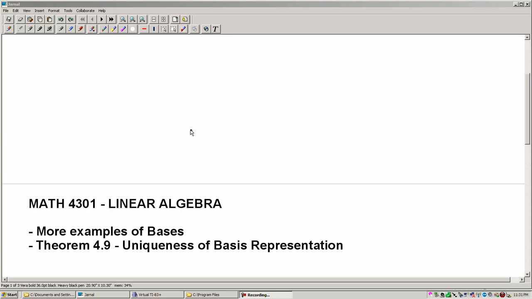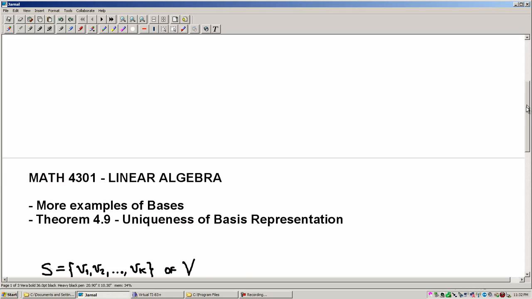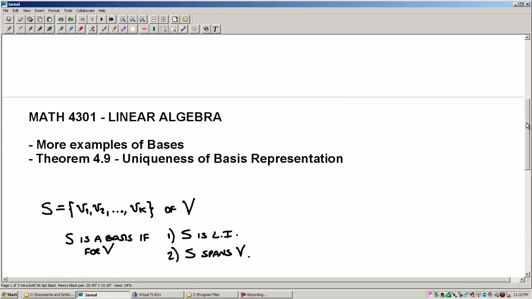Now recall that a basis for a vector space or for a subspace is actually a set of vectors. So you have a bunch of vectors that have to obey two rules, two conditions. The first condition is that those vectors need to be linearly independent. And the second condition is that those vectors need to span the subspace or the vector space that you're considering. So those are the two conditions that we need to check.